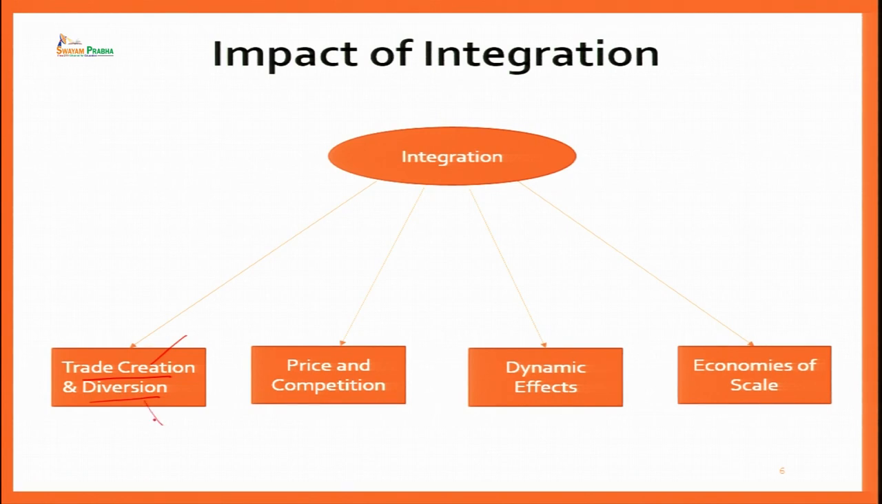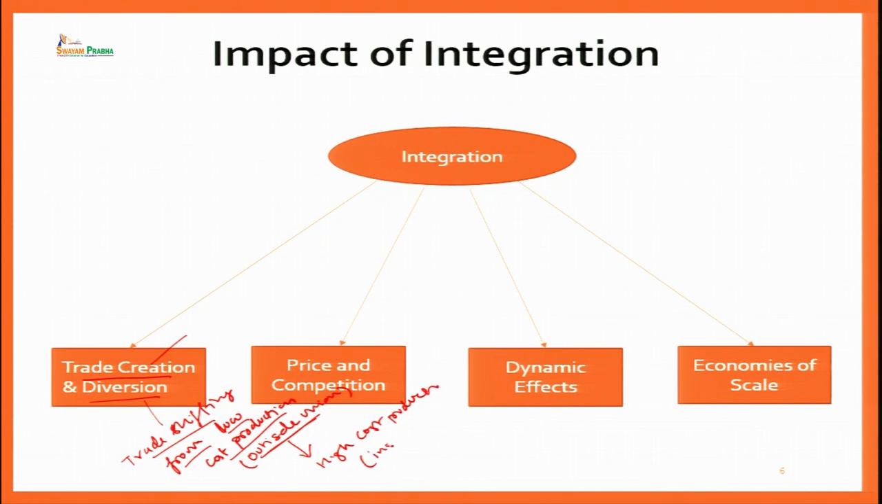Next is trade diversion. Here what is happening? You are diverting from what? Here you are having a diversion. Your trade is shifting from low cost production outside the union, right? You might be part of a certain trade bloc, a certain union, and outside your union you are getting some low cost production or facilities, but the trade is shifting from low cost production outside your union to where? To a high cost production which is inside your union. So this is the diversion.